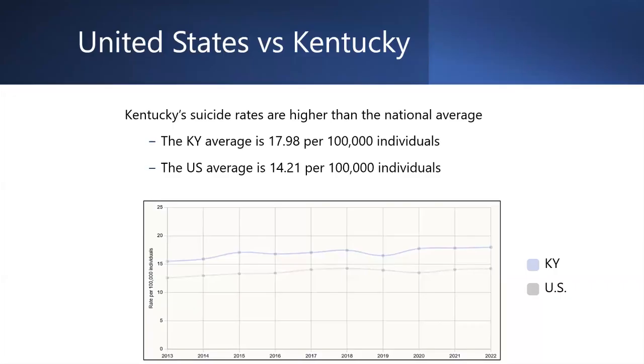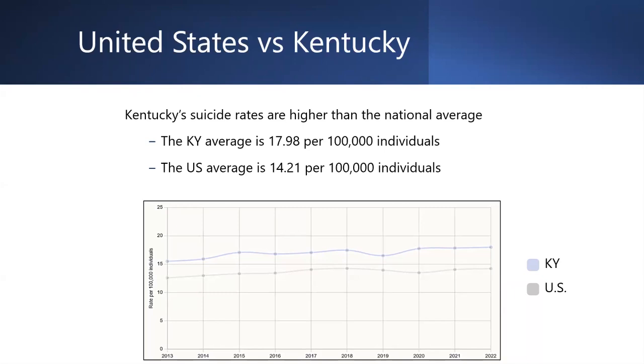This graph provides a visual view of the Commonwealth of Kentucky's suicide rates compared to the nation's rate. Kentucky's average suicide rate was 17.98 per 100,000 individuals, meaning for every 100,000 Kentucky residents, nearly 18 of them die by suicide. The United States suicide rate is 14.21 per 100,000 individuals, making Kentucky rates higher than the nation's rates.